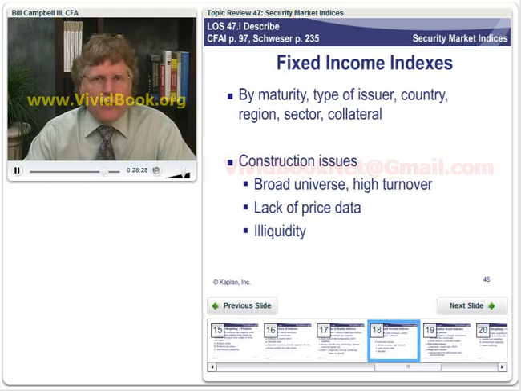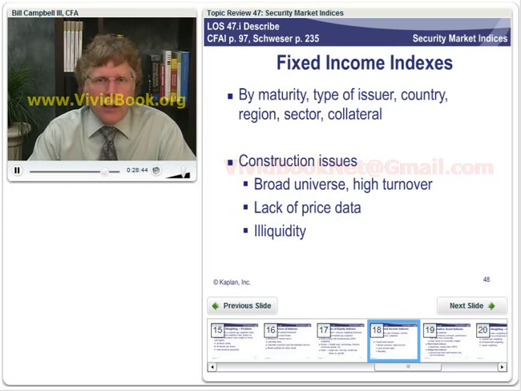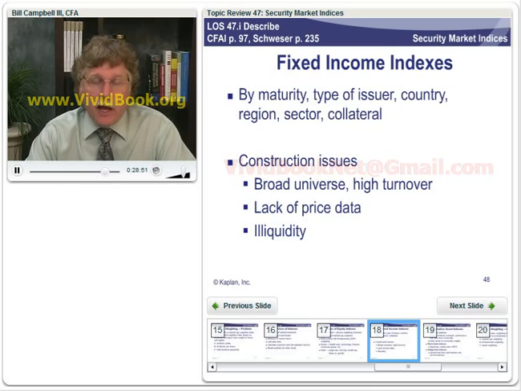If you don't have a lot of trading data on bonds, then you might not have price data to use to determine the value of your portfolio. Although there are a lot more bonds in the universe than there are stocks, bonds don't tend to trade as frequently as stocks. Therefore, there can be a lack of pricing data. And finally, certain bonds are illiquid. A lot of bonds have no ready market, so you really can't get any pricing data.